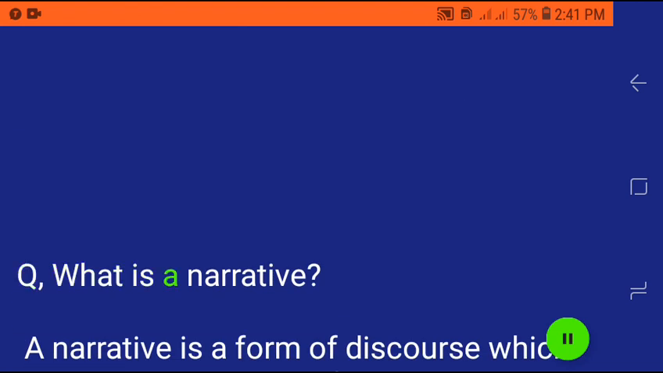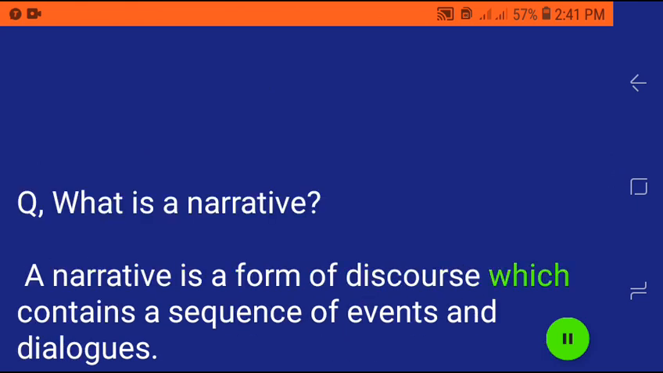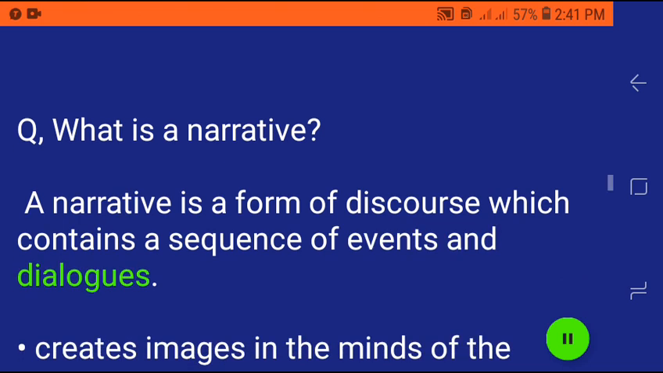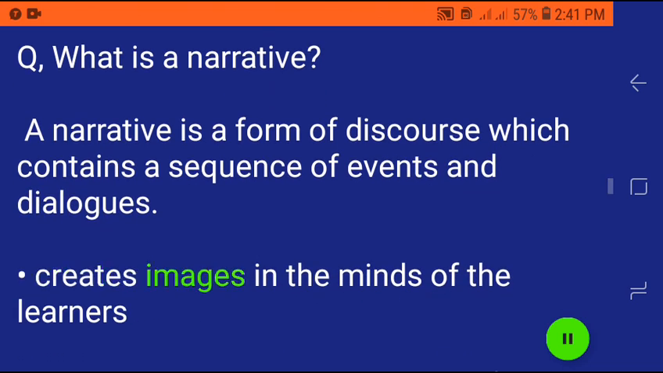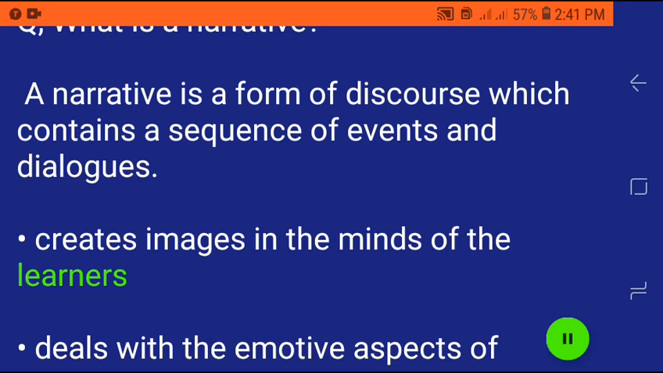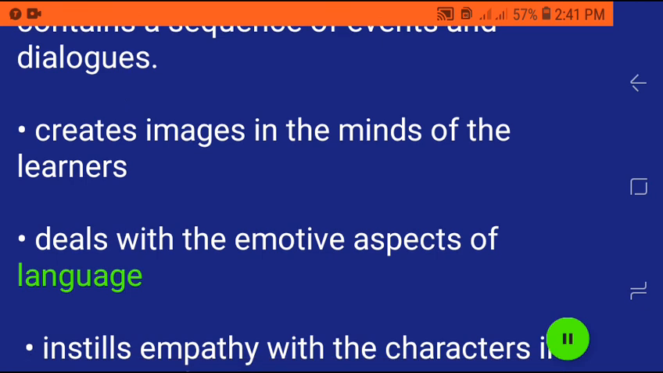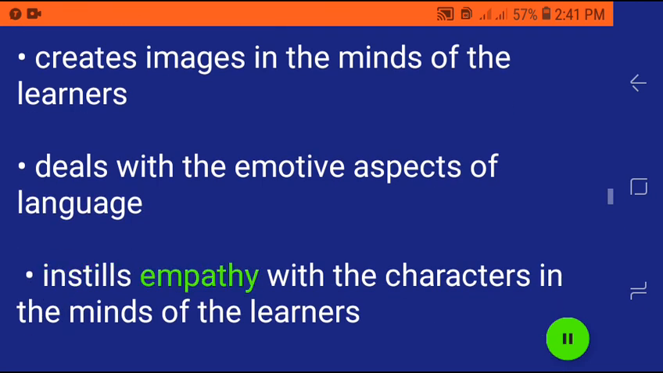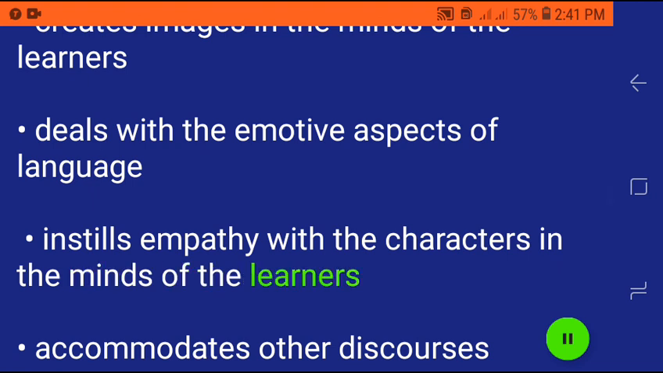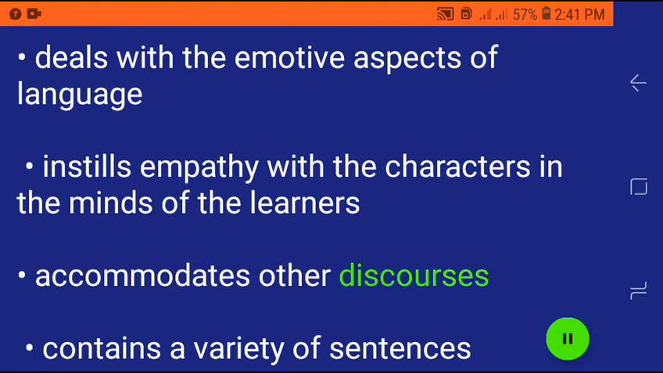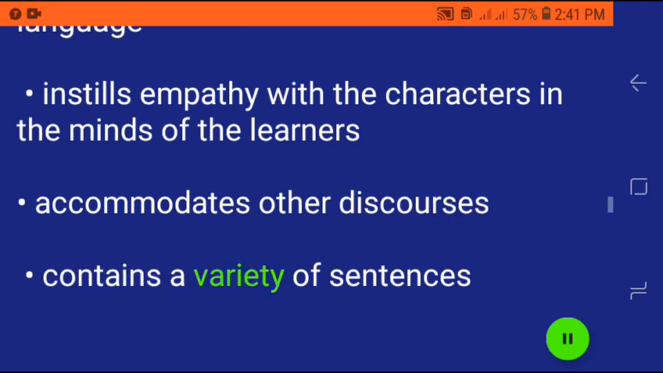Q. What is a narrative? A narrative is a form of discourse which contains a sequence of events and dialogues. Creates images in the minds of the learners. Deals with the emotive aspects of language. Instills empathy with the characters in the minds of the learners. Accommodates other discourses. Contains a variety of sentences.